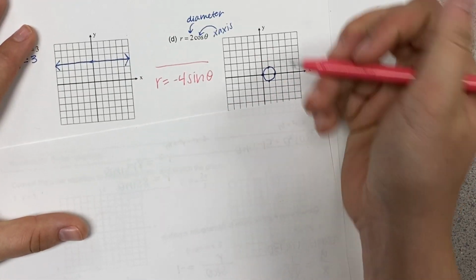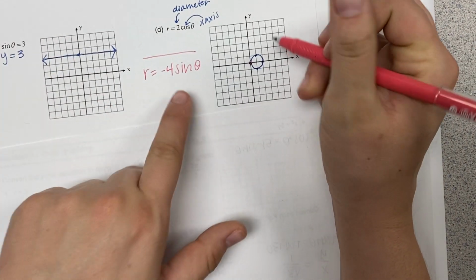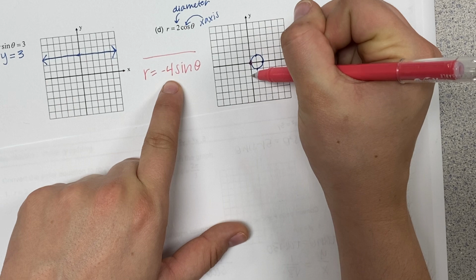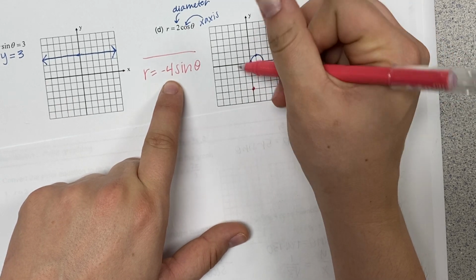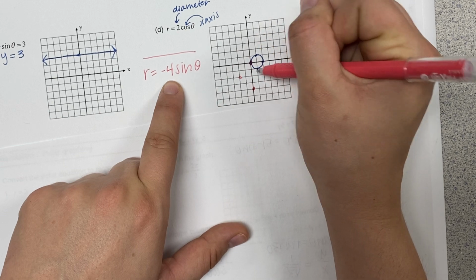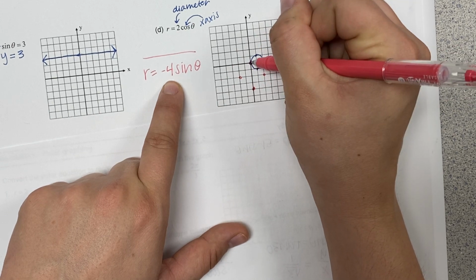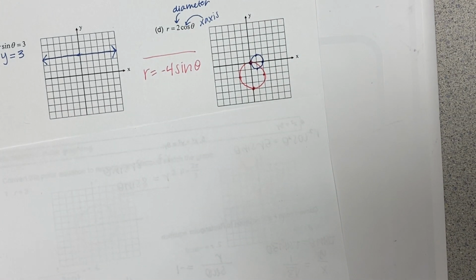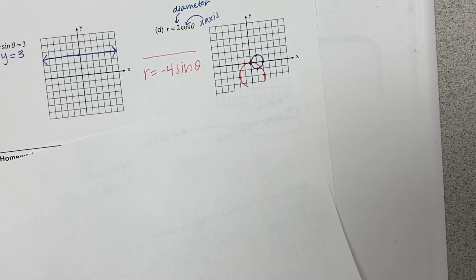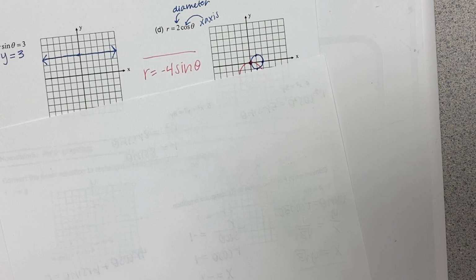Okay, so I'm going to start at the center. Diameter is 4, so I'm going to go down 4. And then I'm going to go left and right 2, because that's the radius. Half of 4 is 2. And there's where my circle is. Nailed it.